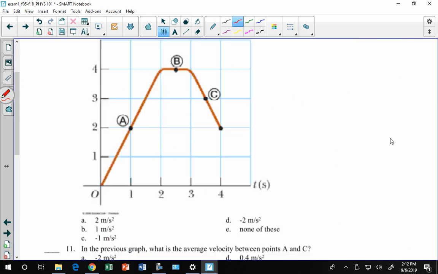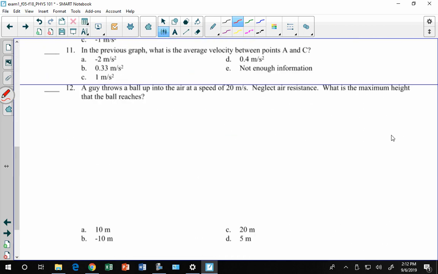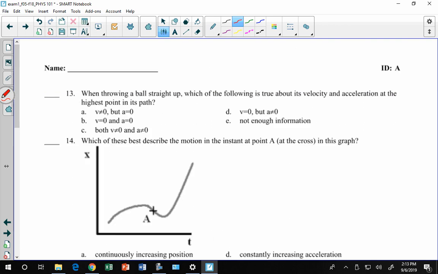Well, for example, this is the problem that I just worked. A guy throws a ball up into the air at a speed of 20 meters per second. That's my V naught right here. Neglect air resistance. What is the maximum height? That's Y. That's the same one that I just worked, and so I know that the maximum height was 20. That's what we just found. Okay. Let's see if there's some others.